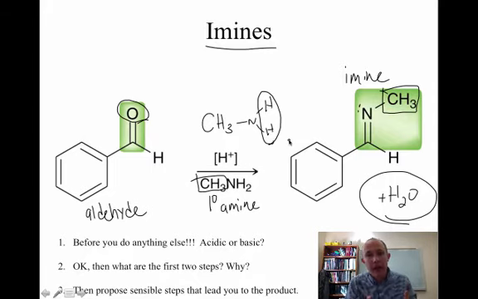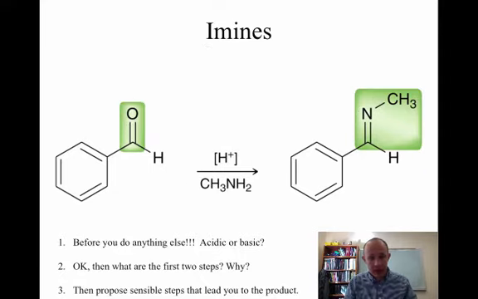So when you're thinking about the mechanism for this reaction, if you want to know how it works, the first thing you want to do is ask yourself, are the reaction conditions acidic or basic? These reactions are always carried out using an acid catalyst. Once we know that, then we can propose at least the first two steps, as we've talked about before, and then from there we should be able to come up with some sensible steps to take us from our starting materials to our product. So let's do that on the next slide.